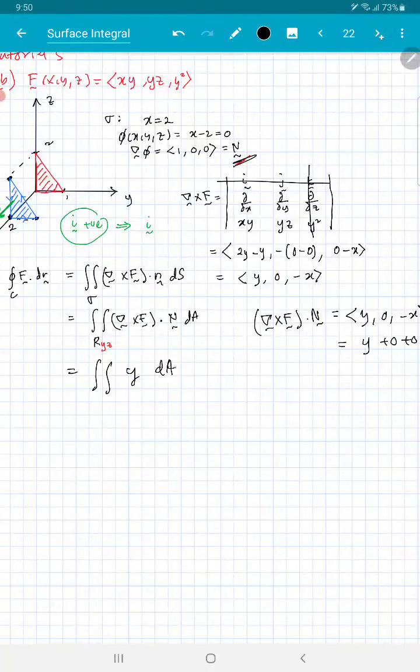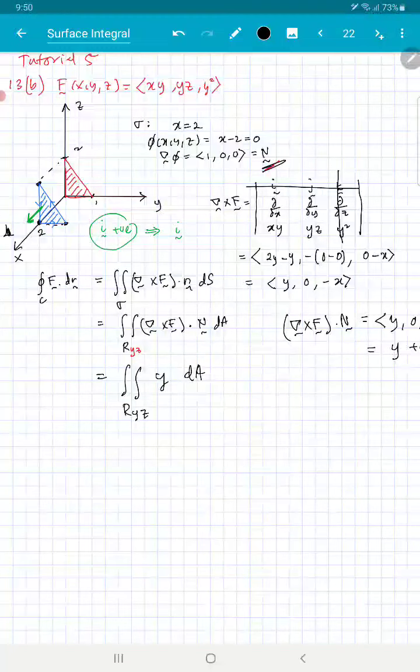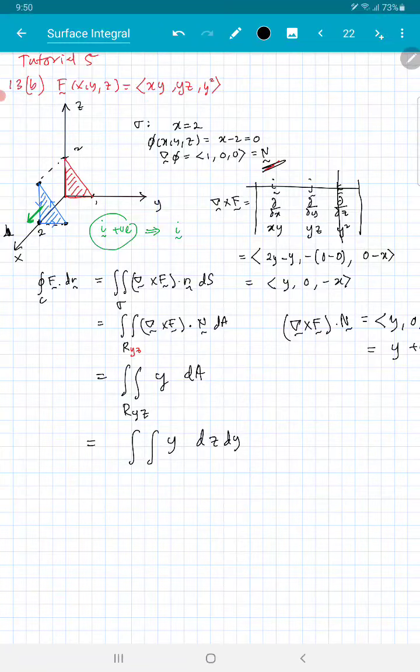Okay, and we're going to integrate this over region R, which is on the YZ plane, and our region is a triangular region. Okay, so here we have y. Now your dA is either dz dy or dy dz. I'm going to pick dz dy. You can do it either way. Alright, so y is the one we integrate last, so now we just refer to your region R, which is the red triangle there. So y is going to be from a constant to a constant. So y is going to be from 0 to 1.